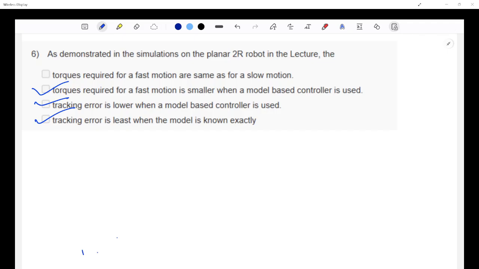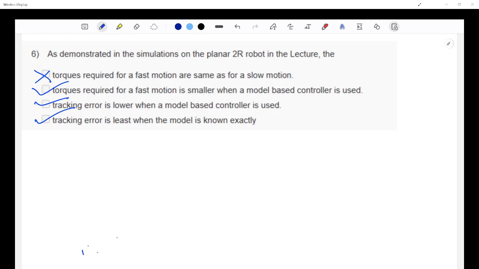And then in the first option we have torques required for a fast motion are the same as that for a slow motion. No. So a huge difference is there due to inertia, Coriolis effect, etc. They all are dynamics. So simulation results clearly show that model-based control reduces torque and improves tracking. Exact model gives best performance and fast motions require higher torque due to nonlinear dynamics.